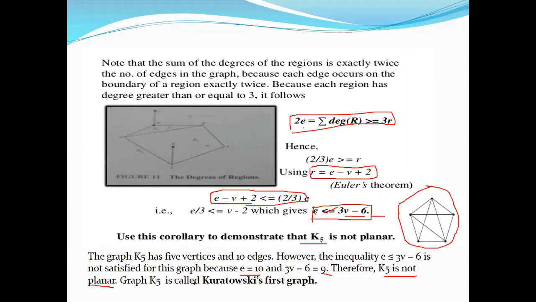This graph was first discussed by Kuratowski, and he named it Kuratowski's first graph. So the first result, the first application of Euler's formula, is that using this, we can show that K5 is not planar.